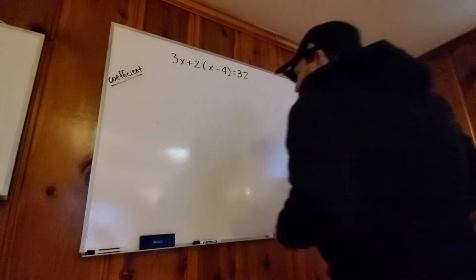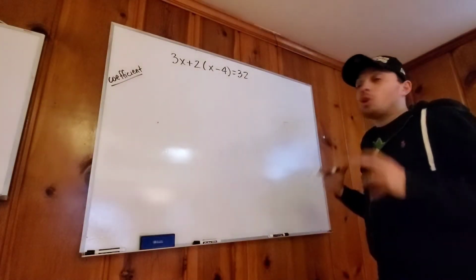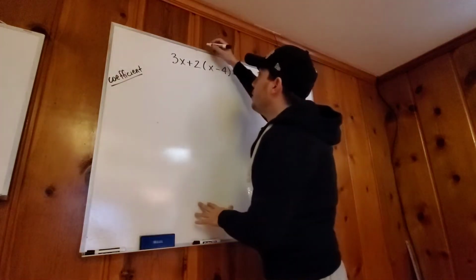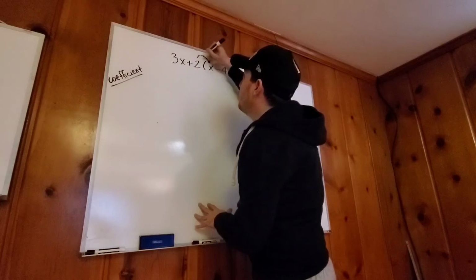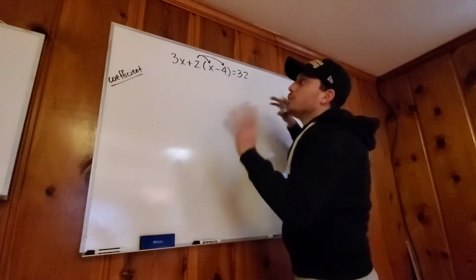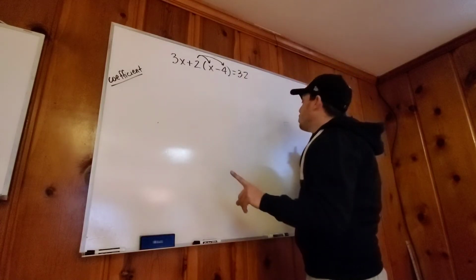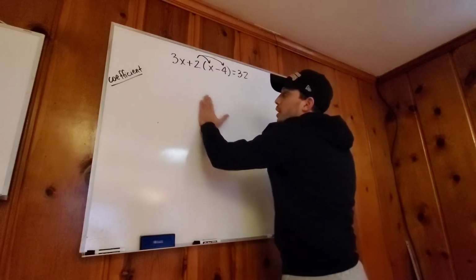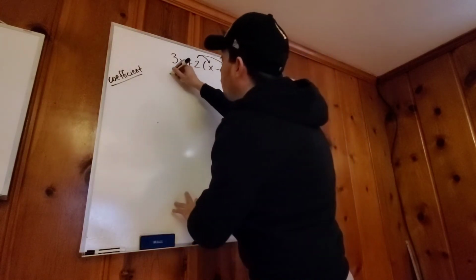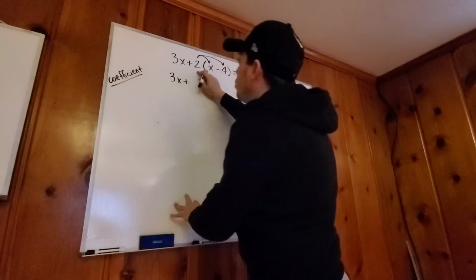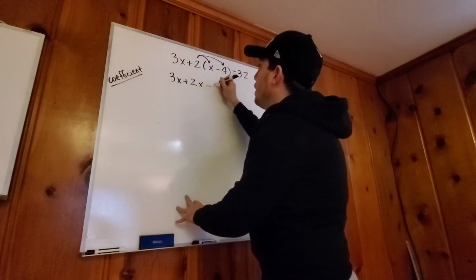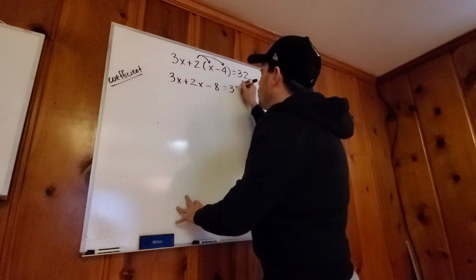All right, so in here, we're not only going to have to combine like terms, we also have to do the distributive property. So distributive property, if you remember, is when you multiply the 2 times the x and the 2 times the negative 4, okay? So that's the first step. Always do distributive property. You have to. It's like the new order of PEMDAS. All right, and so we have 3x plus 2 times x is 2x. 2 times negative 4 is going to be minus 8 equals 32.